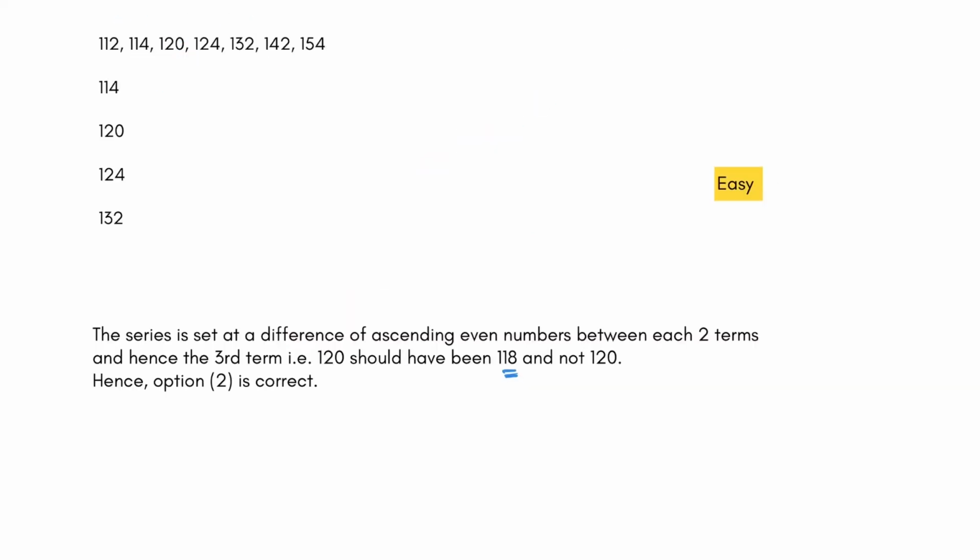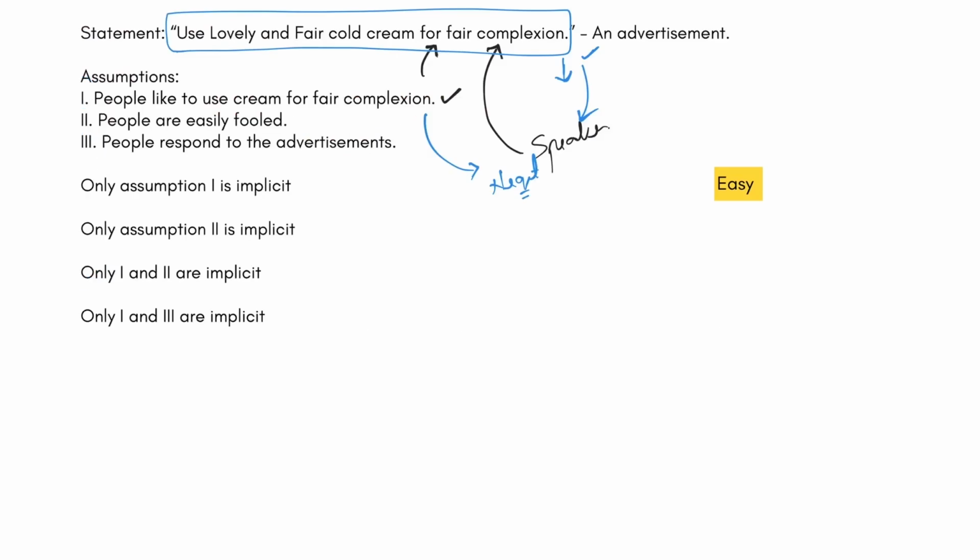This is an easy problem on number series. Here you just have to add the consecutive even numbers. So add 2, add 4, add 6, add 8. That is what will tell you that 120 is a wrong term. It should be replaced by 118. So an easy problem that should have been solved.